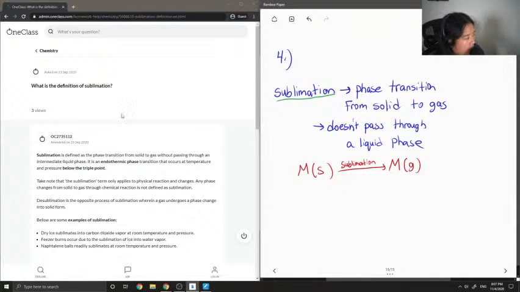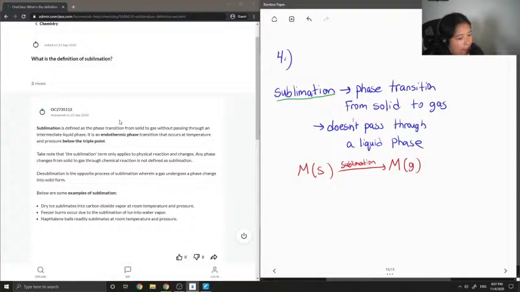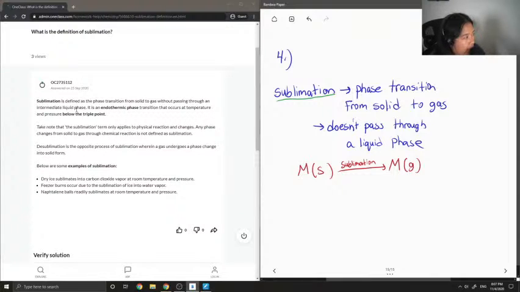So let's see what our junior tutor said. Sublimation is defined as the phase transition from solid to gas without passing through an intermediate liquid phase. It is an endothermic phase transition that occurs at temperatures and pressures below the triple point. Take note that the sublimation term only applies to physical reaction and changes. Any phase changes from solid to gas through chemical reaction is not defined as sublimation.